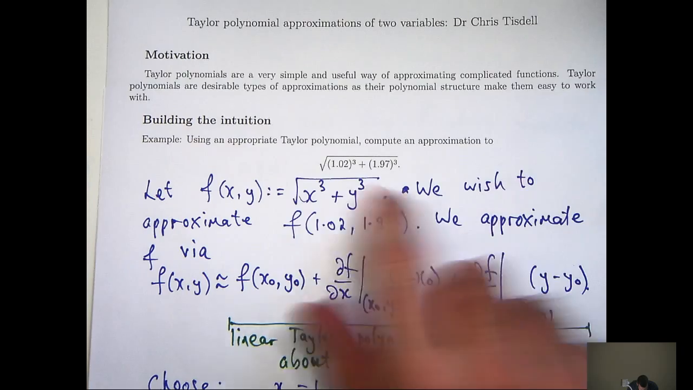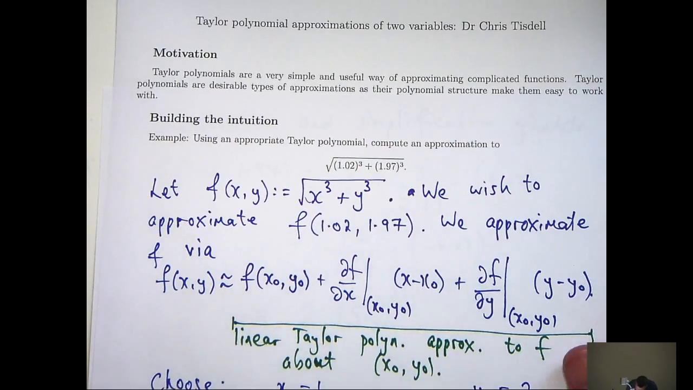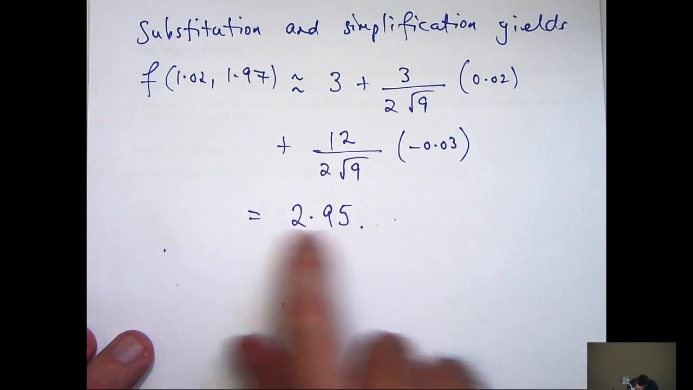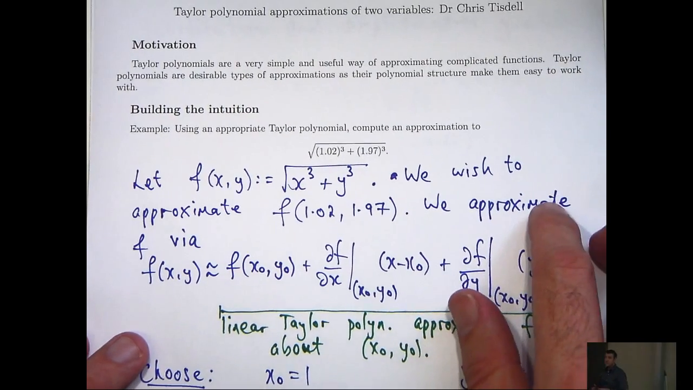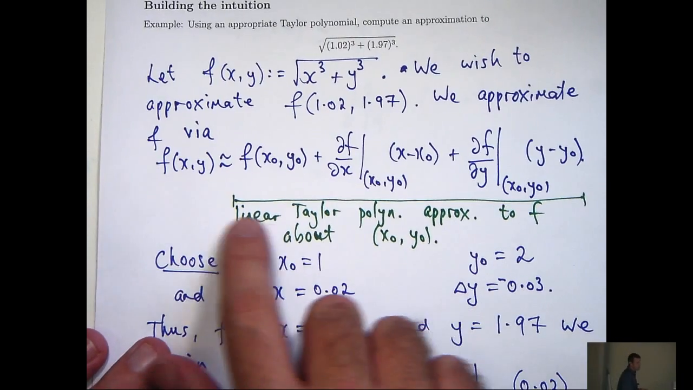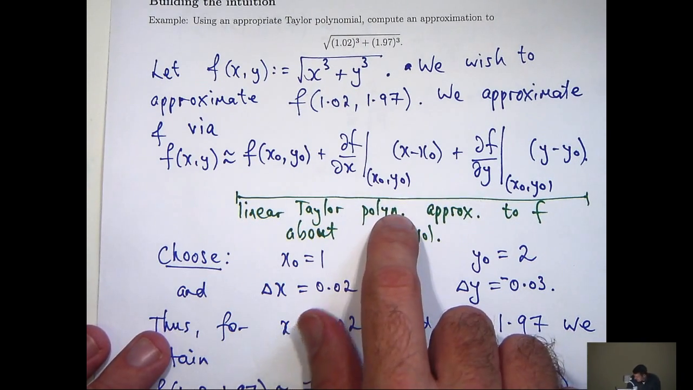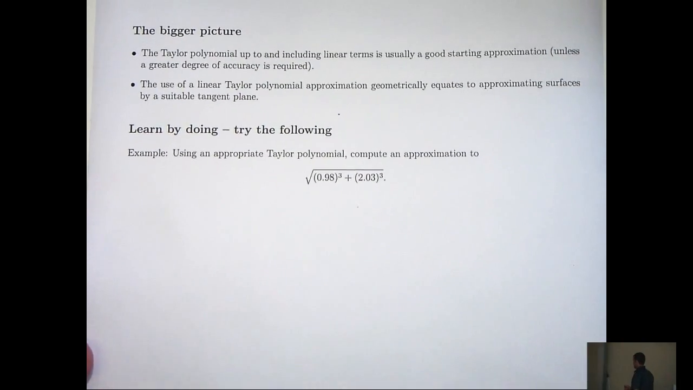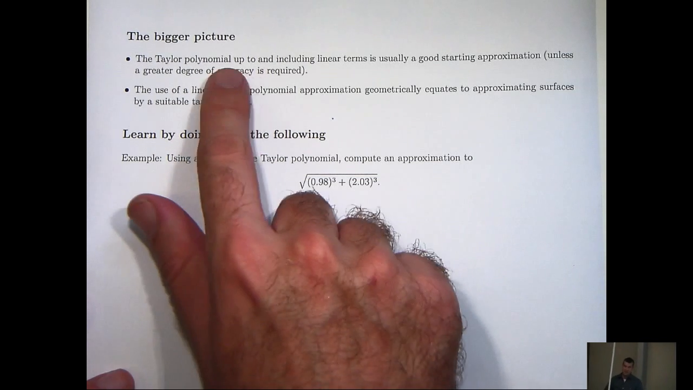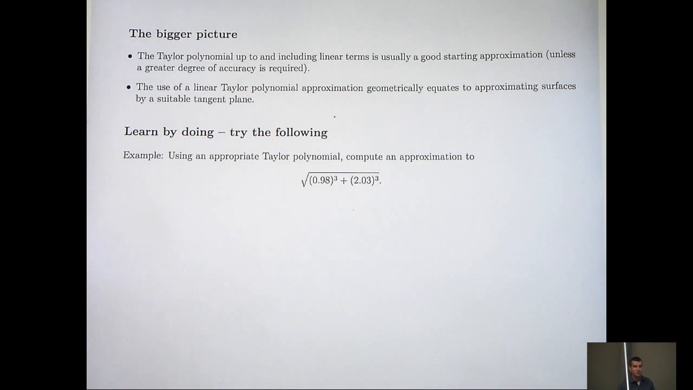We knew at the start that this was going to be something like 3, and I said we can do better than that. We've got this value here, 2.95, so we're a little bit more precise there. Now if we wanted a greater degree of accuracy, you could use a Taylor polynomial up to and including the quadratic terms. But let's look at the bigger picture here. The Taylor polynomial up to and including linear terms is usually a good starting approximation unless a greater degree of accuracy is required.